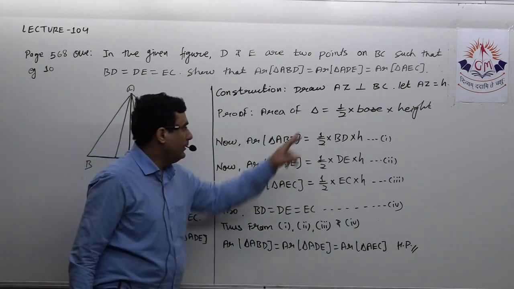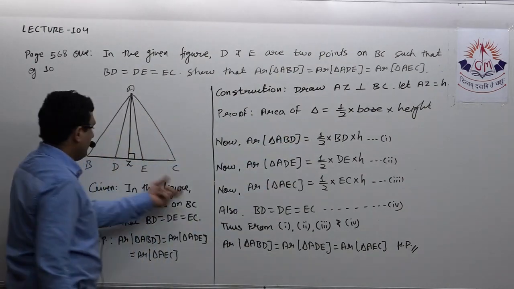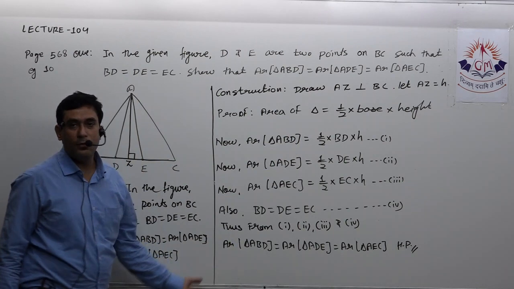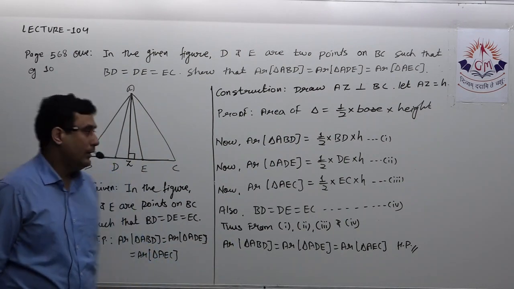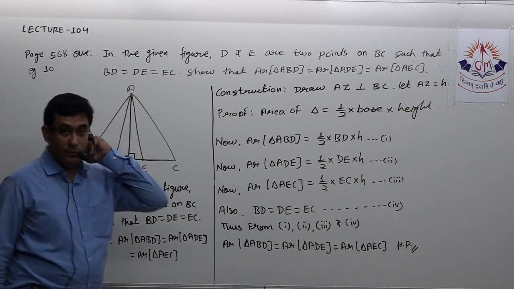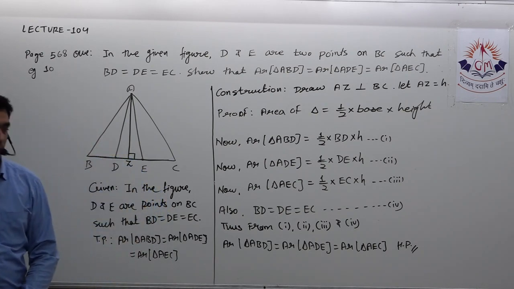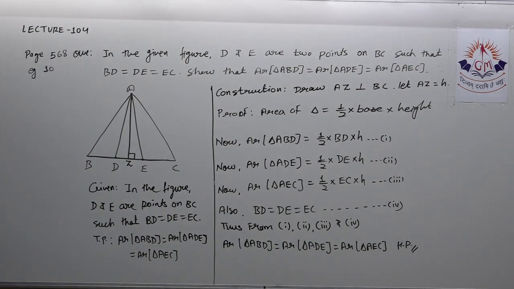Okay, so I hope this is clear to you. Simply I applied the formula, area of triangle is half base into height, and the bases are the same, height is also the same, so obviously their areas will be the same. So that is the second method. Now the third method, in which they are using the concept of median. So first of all, note it down. I will explain that method in short.